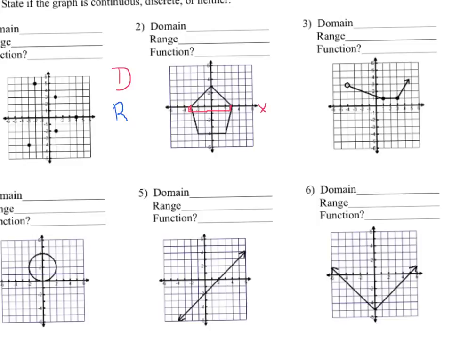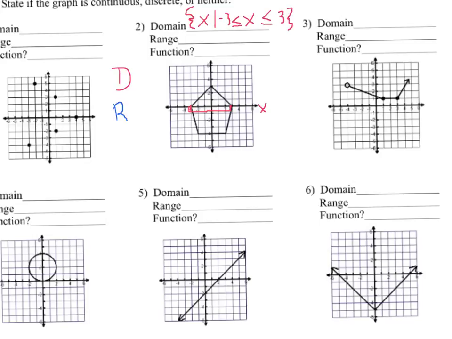So the domain in set builder notation would be x such that x is between -3 and 3, and it includes it. Those are closed points on that line that's drawn, so it includes it. So you're going to have -3 less than or equal to x less than or equal to +3.